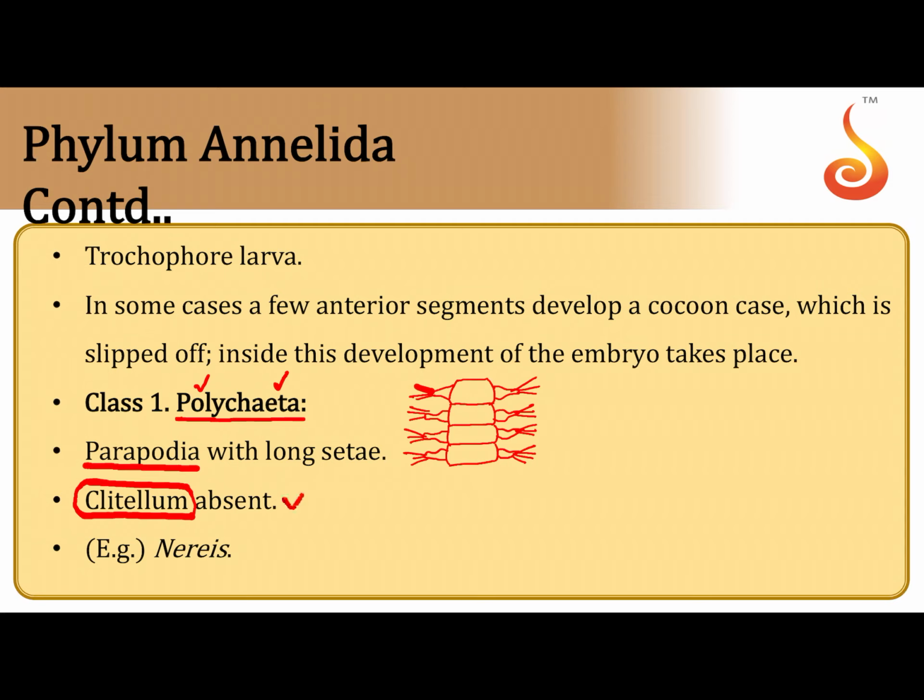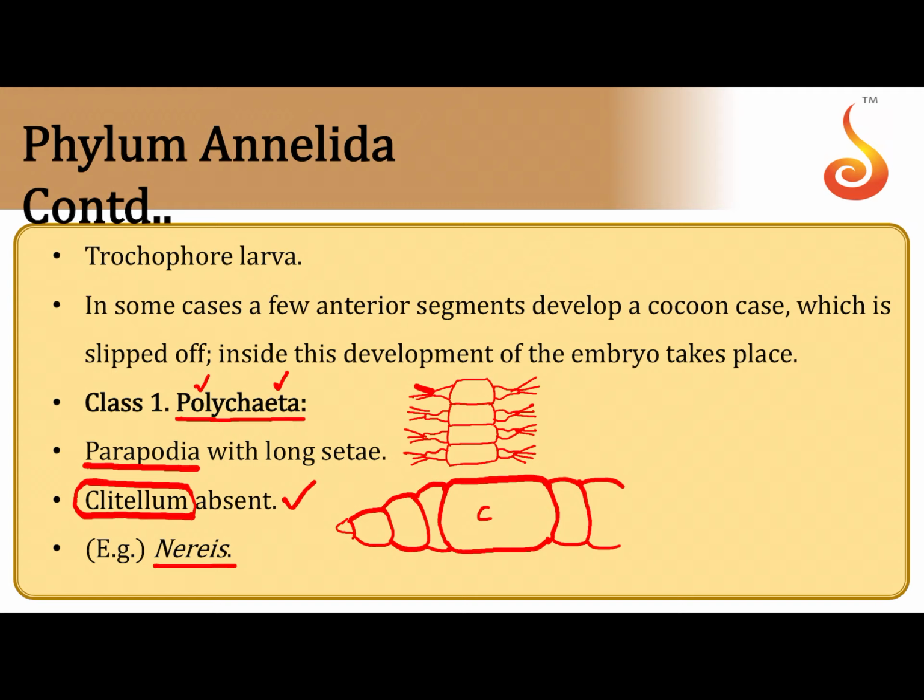But in polychaetes, this clitellum is absent. If you see the body of the earthworm, you can see how a few of the segments are fused together to form a ring, a broad girdle-like structure such as what I am depicting here. So if these are the segments, you can see how a few of the segments are united together to form what is referred to as the clitellum. This clitellum is absent in these marine worms which belong to Polychaeta. The best example of a marine worm that belongs to Polychaeta is Nereis. Nereis is also commonly referred to as the sandworm.